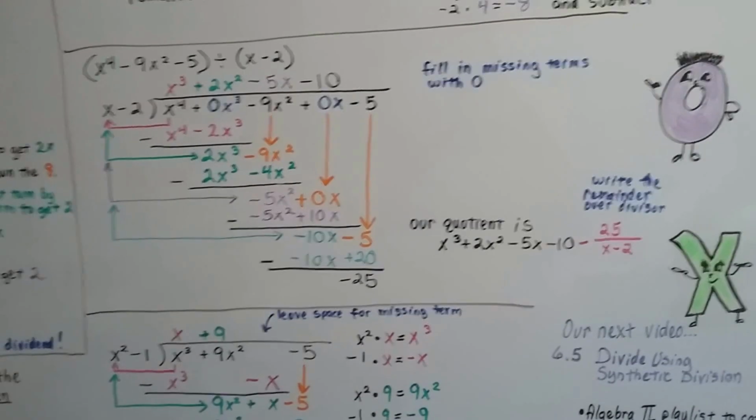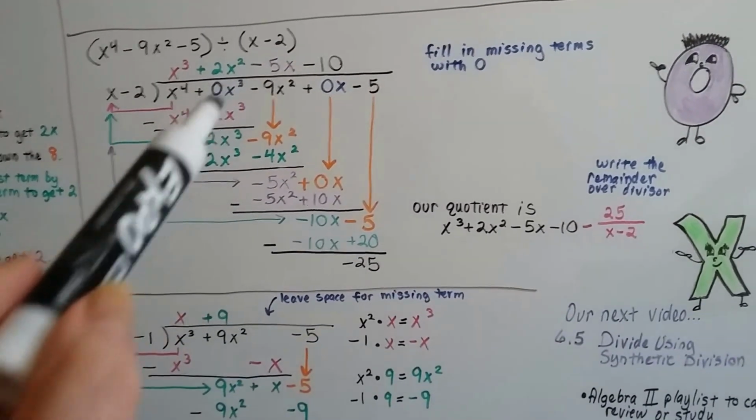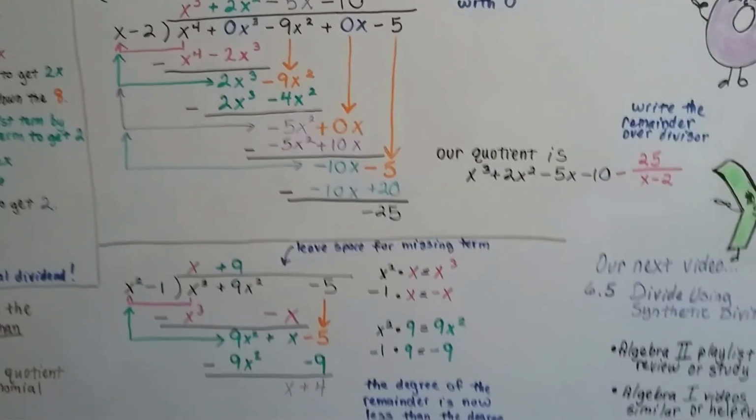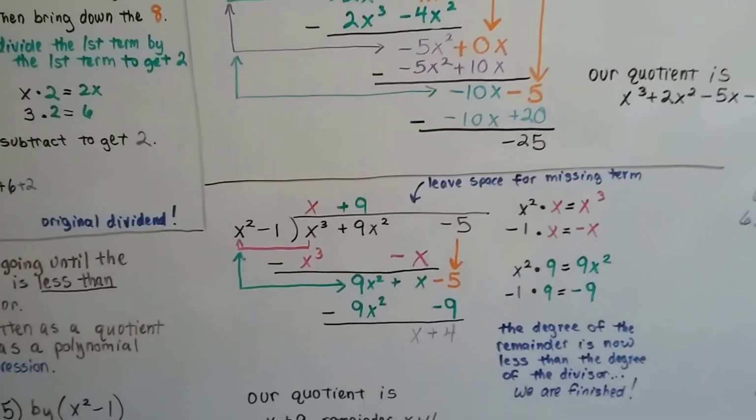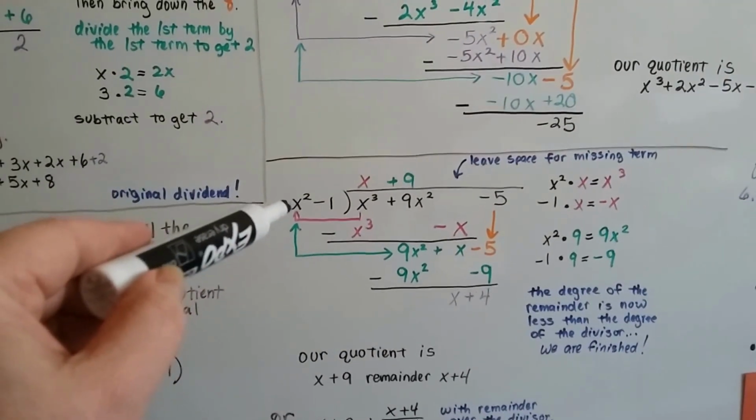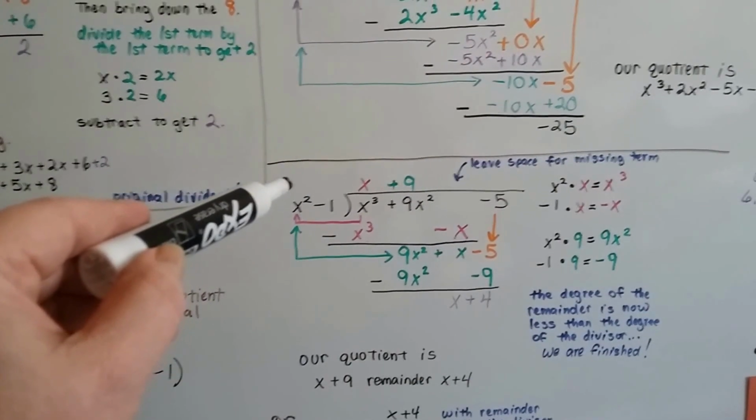So I got one more example for you, and instead of putting a 0 for the missing space, we're just going to leave the missing space. Okay, let me show you how we're going to do that. And notice in this one, we've got an x squared for our divisor.